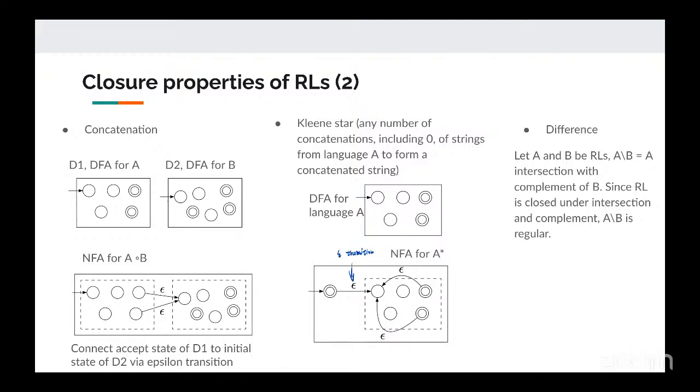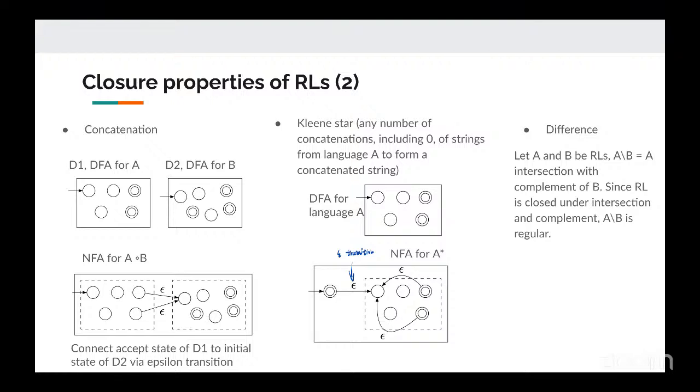Concatenation, we can use a similar construction with NFAs. We have two DFAs for two different languages. We now want to accept the concatenation of those two languages. So what we do is we construct this NFA where from the final states of our first DFA, we have epsilon transitions to the start state of the second DFA.